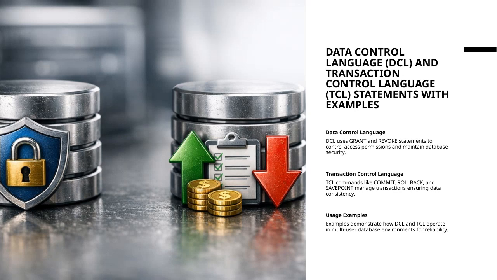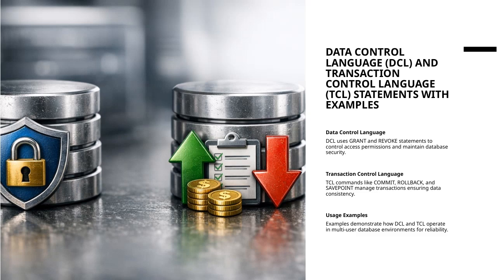Data Control Language, or DCL, deals with managing access and permissions within a database using commands like grant and revoke, which help keep the database secure by controlling who can do what. On the other hand, Transaction Control Language, or TCL, focuses on managing transactions with commands such as commit to save changes, rollback to undo changes, and savepoint to create checkpoints within a transaction. These commands play a critical role in multi-user environments by ensuring data consistency and reliability, allowing different users to work with the database confidently without causing conflicts or data loss.